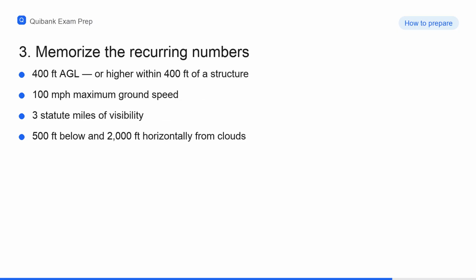Tip 3. Memorize the numbers that come up constantly. 400 feet above ground level or higher when within 400 feet of a structure. 100 miles per hour ground speed. 3 statute miles of visibility. 500 feet below and 2,000 feet horizontally from clouds. Those recur in question after question.